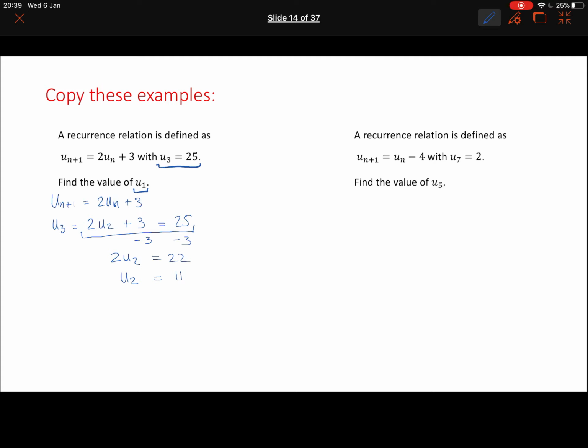I can now use this information to work backwards and work out the value of u1. So again, u2 would have come from 2 times u1 plus 3. But I now know that u2 is equal to 11. So 2 times u1 plus 3 must be equal to 11. And this again gives us a nice equation to solve. 2u1 plus 3 equals 11. So if I subtract 3 from each side, I get that 2u1 is equal to 8. And if I now divide each side by 2, I get that u1 is equal to 4. So I've now worked backwards and found my value of u1.